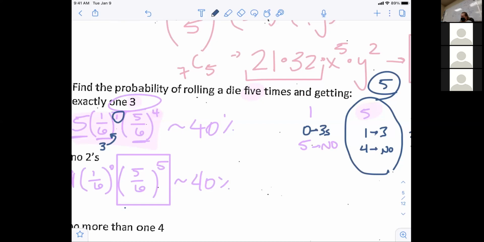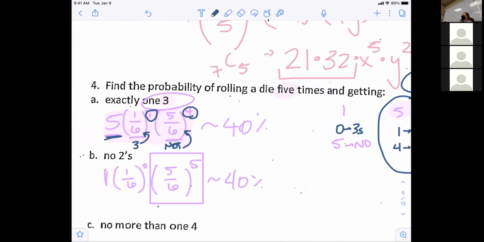My probability of getting anything but a 3, so anything that's not a 3, would be 5 over 6. And I wanted 4 of my times I rolled the dice to be that. So I took my probabilities, raised them to the different powers. And then again, I had to use my binomial expansion coefficient from my Pascal's triangle. If you put that all in the calculator, we got about 40%, 0.4889 or something last period, about 40%.